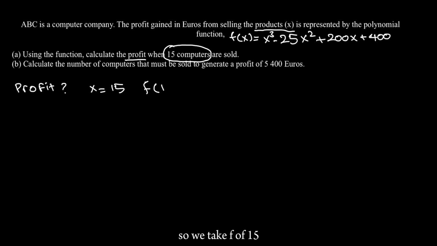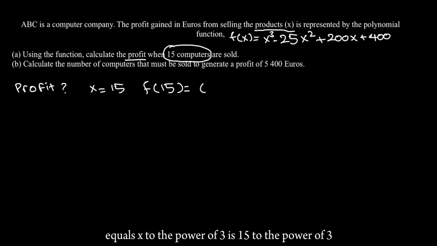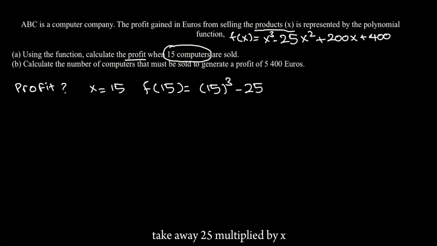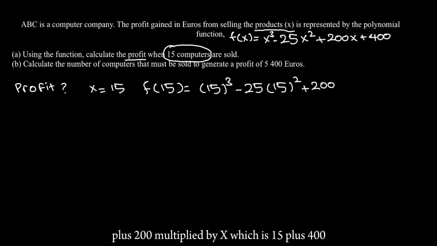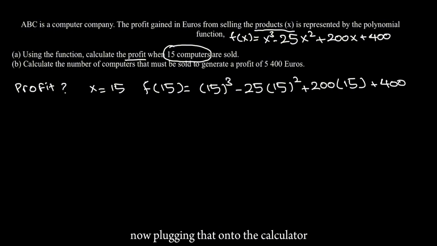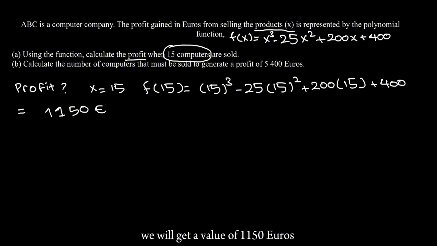So we take f of 15 equals x to the power of 3, which is 15 to the power of 3, take away 25 multiplied by x, which is 15 to the power of 2, plus 200 multiplied by x, which is 15, plus 400. Now plugging that onto the calculator, we will get a value of 1,150 euros.